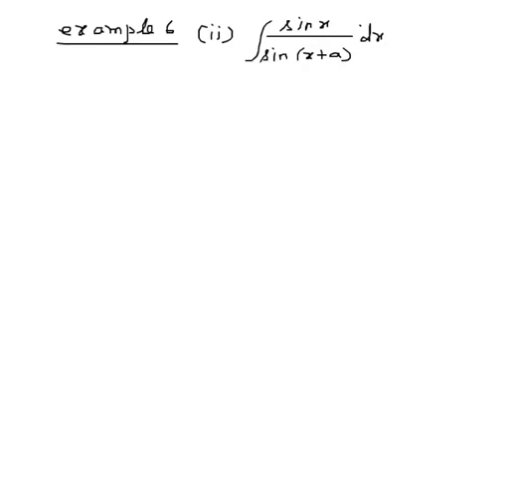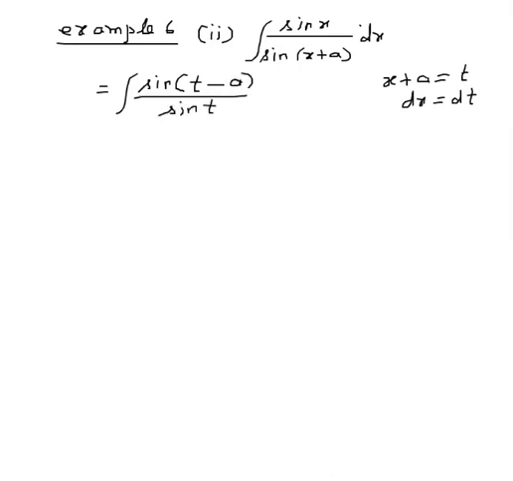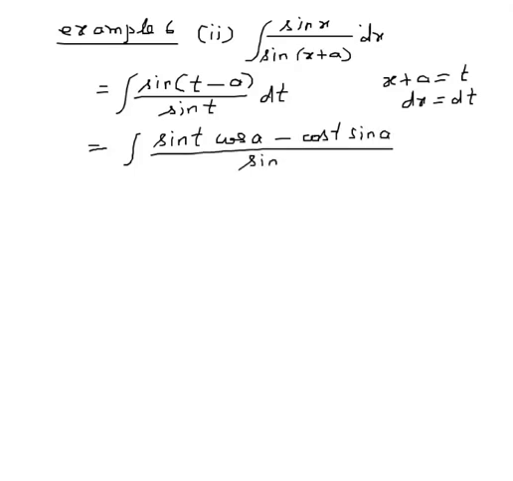We cannot separate the terms. We will substitute x plus a as t. Differentiate both sides. a is a constant here. Sine of x is t minus a. And here the denominator becomes sine t. dx is dt. Now use the sine a minus b formula in the numerator. So it becomes sine t cos a minus cos t sine a divided by sine t, dt.